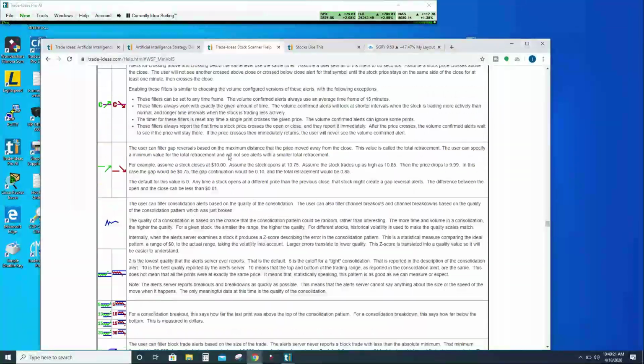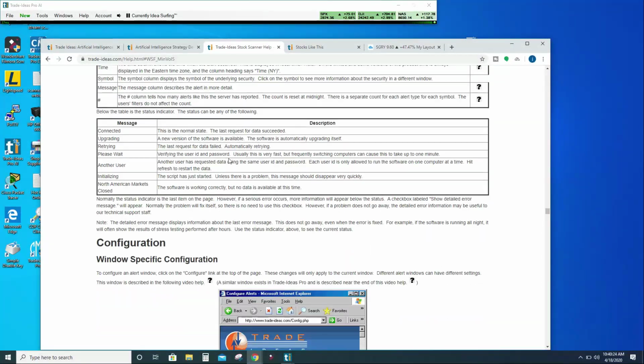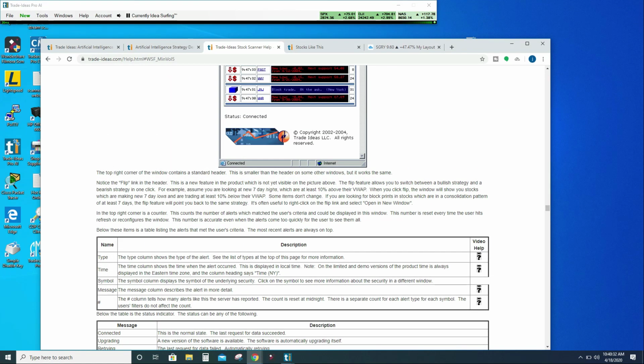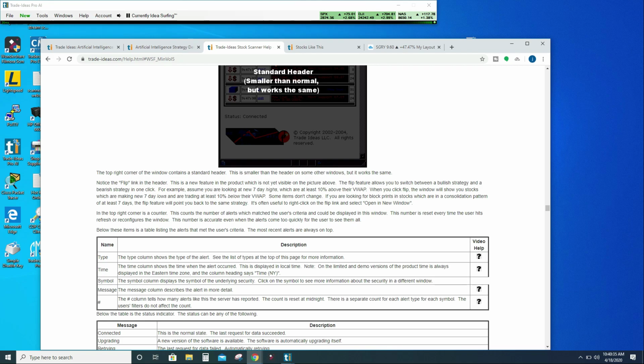So this is why Trade Ideas is the premium scanner to use, and this is why so many professional traders use it. If you're thinking about using a professional scanner to find stocks that fit along with your strategy, I highly recommend Trade Ideas.